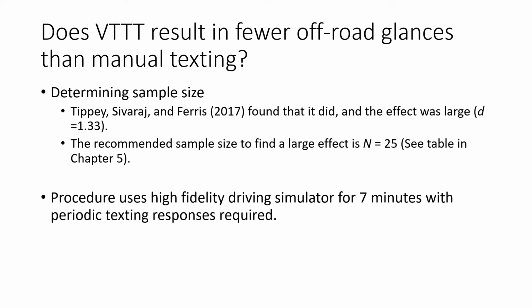They randomly assigned half of the participants to do the voice-to-text technology first, and the other half did the manual texting first. And that's a good methodological control to battle fatigue and things like that. And the study that we're going to be analyzing the data for did the same thing as that. So it had good, solid procedural controls.